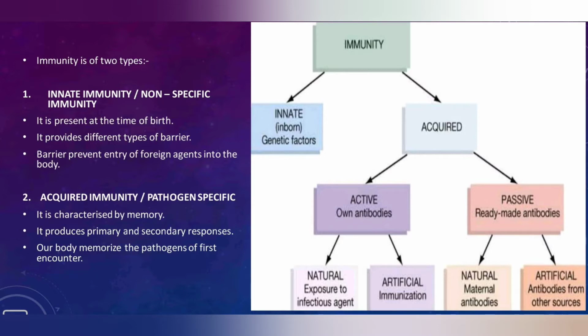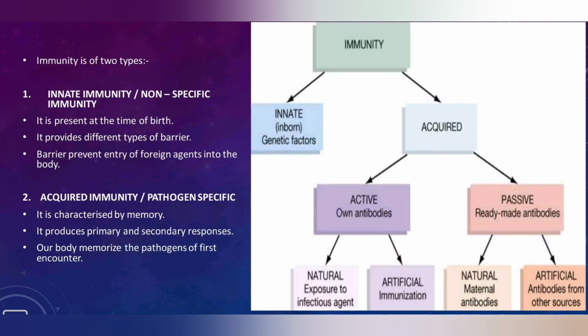Immunity is of two types: innate immunity and acquired immunity. Innate immunity, that is non-specific. It is present at the time of birth. It provides different types of barriers like skin, mucus, acid in the stomach, and so on. The barrier prevents the entry of the antigens into the body.